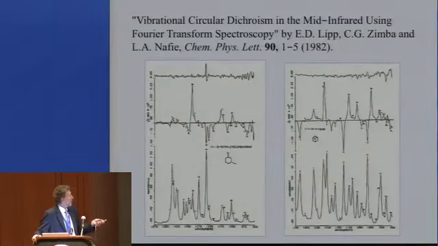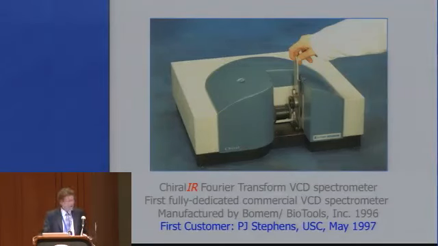but a few years later, we published a paper in Chemical Physics Letters with Elmer Lipp, and we were able to get in the mid-IR beautiful spectra, just stunning spectra with unprecedented resolution, and this became the basis of commercial VCD. And now, jumping ahead 20 more years, we finally have BOMEM manufacturing the first VCD, Fourier transform VCD instrument.